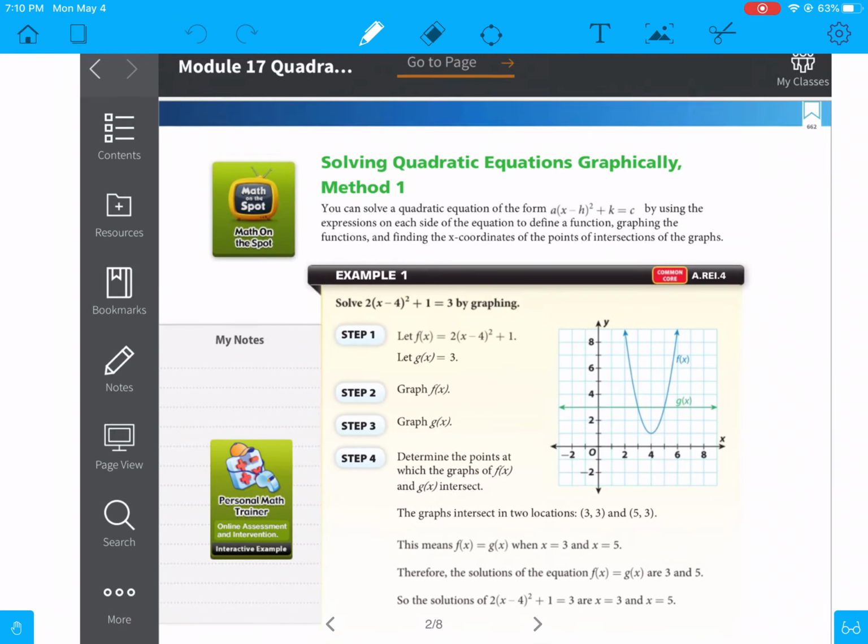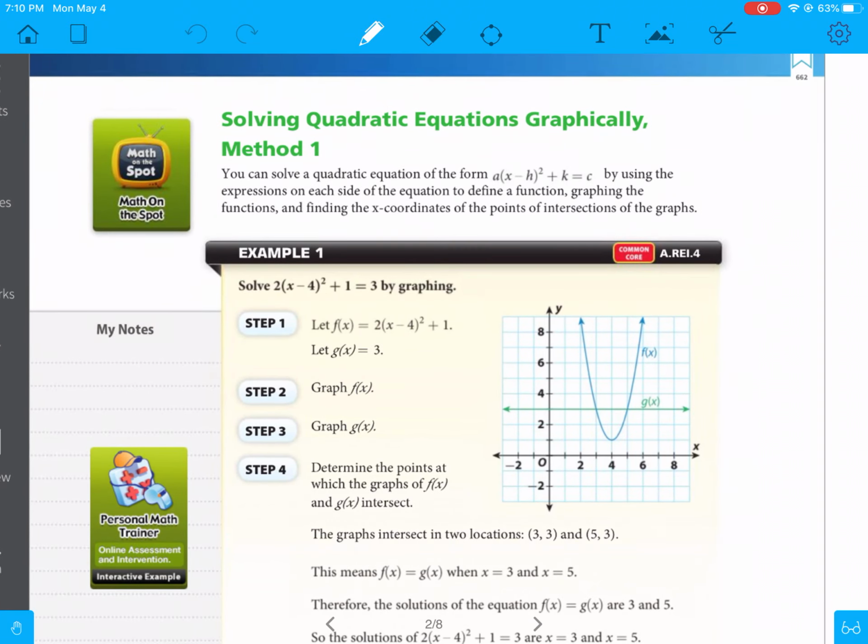All right, so we're going to show you two different methods on how to solve this. The first one's going to be graphically. You can solve a quadratic equation that's in the form a times (x minus h) squared plus k equals c by using the expression on each side of the equation to define a function.